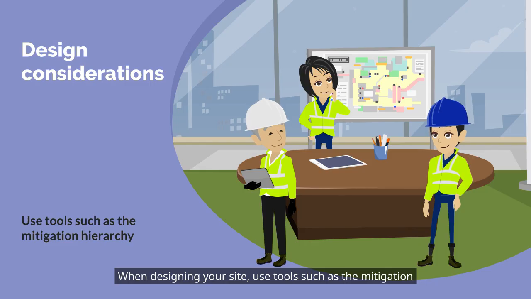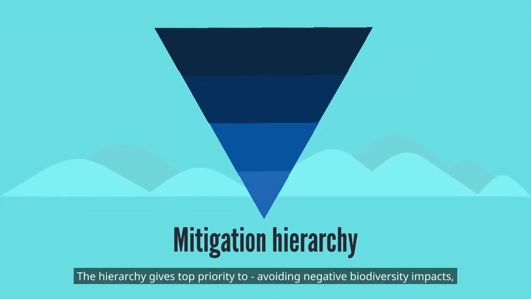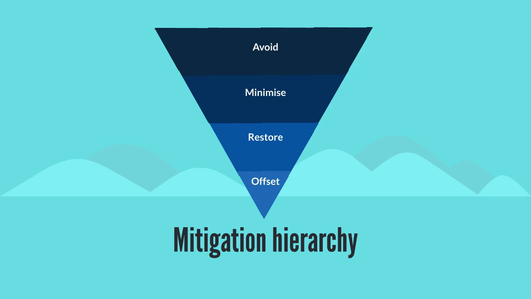When designing your site, use tools such as the mitigation hierarchy to clearly define and establish how to improve the biodiversity value of the project. The hierarchy gives top priority to avoiding negative biodiversity impacts, followed by minimizing, restoring and, finally, offsetting any impacts.